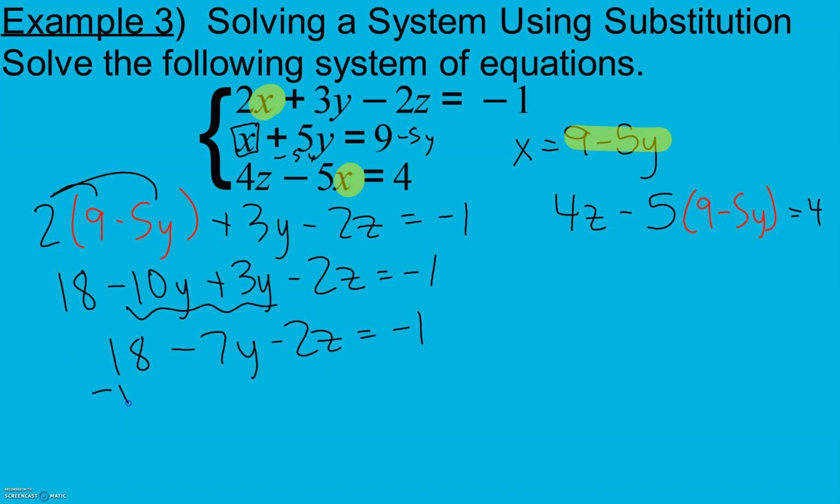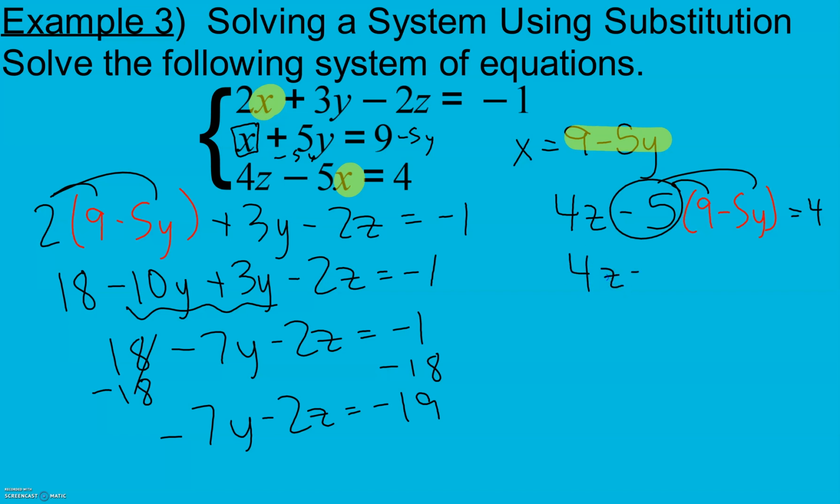And then get it in standard form, which means alphabetical order with variables on one side, number parts on the other. Same idea here. When I distribute, though, don't forget to take the negative with our 5. So 4z minus 45 plus 25y equals 4. Again, I'm going to get it in standard form. So 25y plus 4z, add 45, gives me 49.